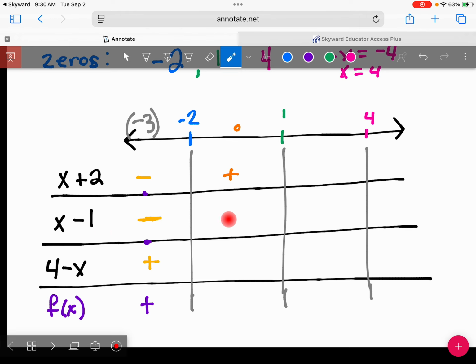If I have 0 minus 1, is this going to be negative or positive? Negative. If we have 4 minus 0, positive. So then we'd have a positive value times a negative value times a positive value. Negative. So my function will be negative there. It'll be below the x-axis.